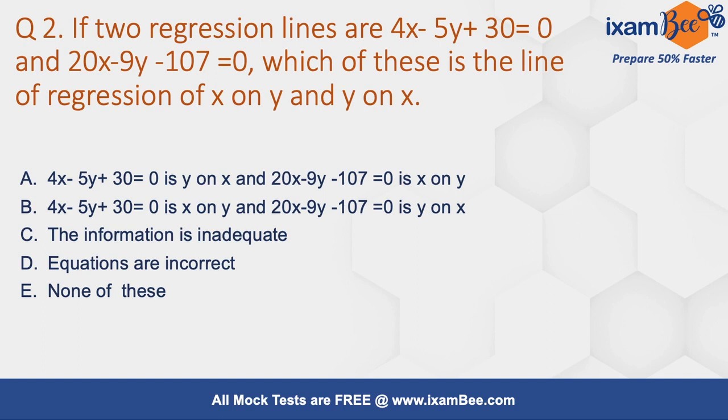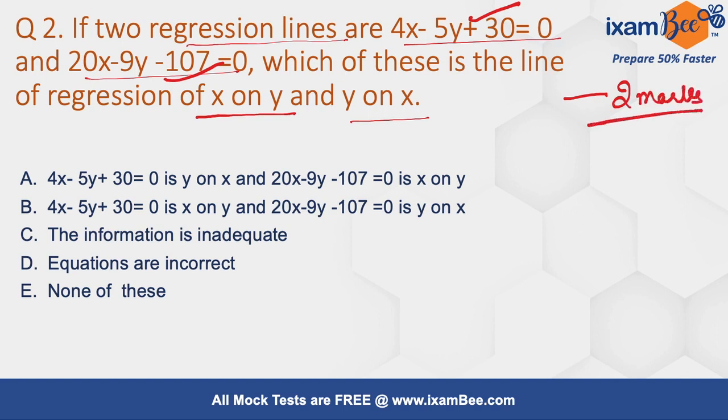Question number 2. Here what is given? There are two regression lines, this one and this one. Now we have to find which of these lines is the line of regression for x on y and y on x. So here we need to find whether this line is x on y or y on x, or which one is this one. So what steps should we follow for these types of questions? This type of question is important for 2 marks.